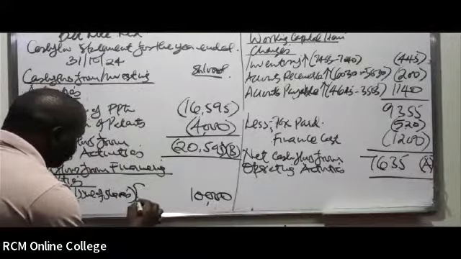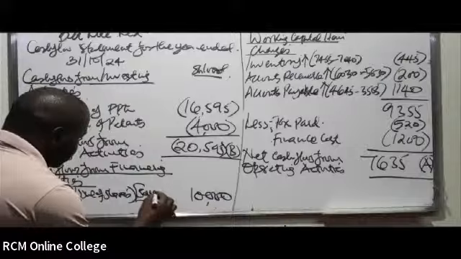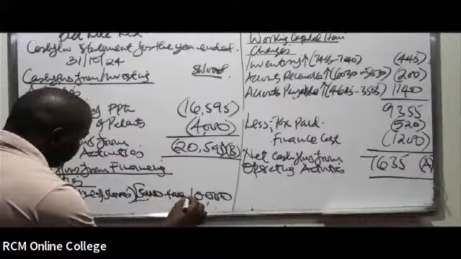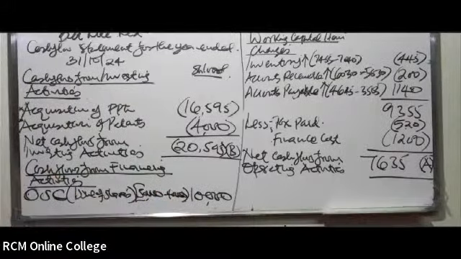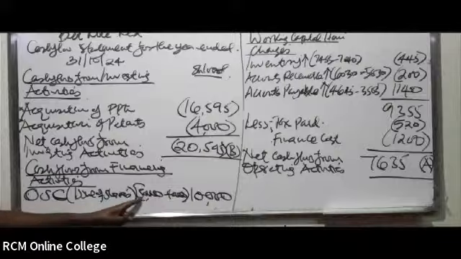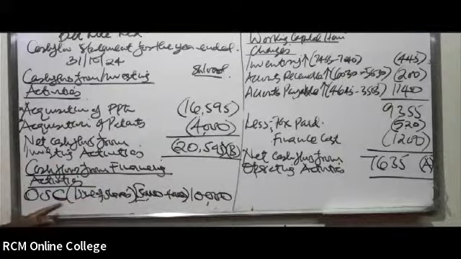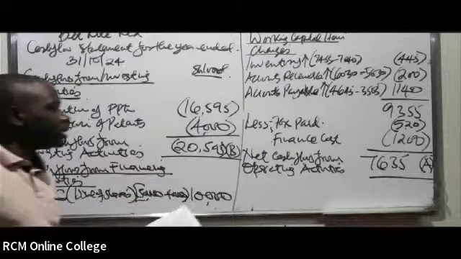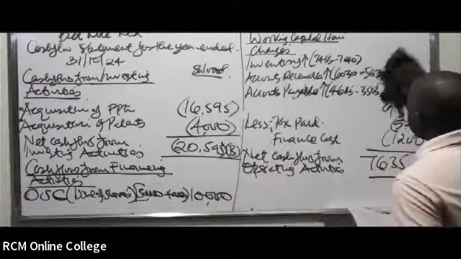So how do you get a 10? You take 50 minus 40, because they opened with 40 and are closing with 50, you get 10. That basically means they are able to finance their business with an extra 10 million worth of shares received.